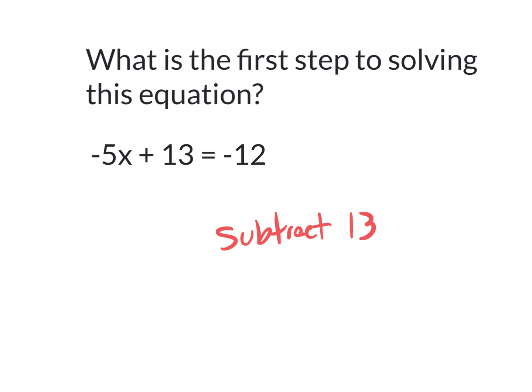There's going to be like option A, divide by -5. No, you don't do that first. Option B, add 5. No, you don't do that first. Option C, subtract 13. Yeah, that's what you do first, right? So that's that easy. Let's move on.